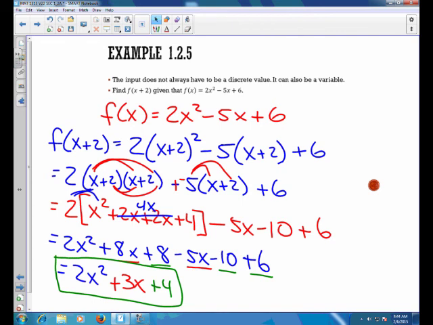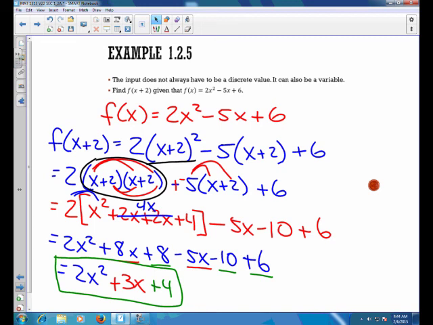The most important thing to remember when dealing with a problem like this is that when you get to the x plus 2 squared part, it's important that you remember to FOIL that, just like we did here. Okay? If you don't FOIL that, when you multiply, you'll get the wrong answer every time.